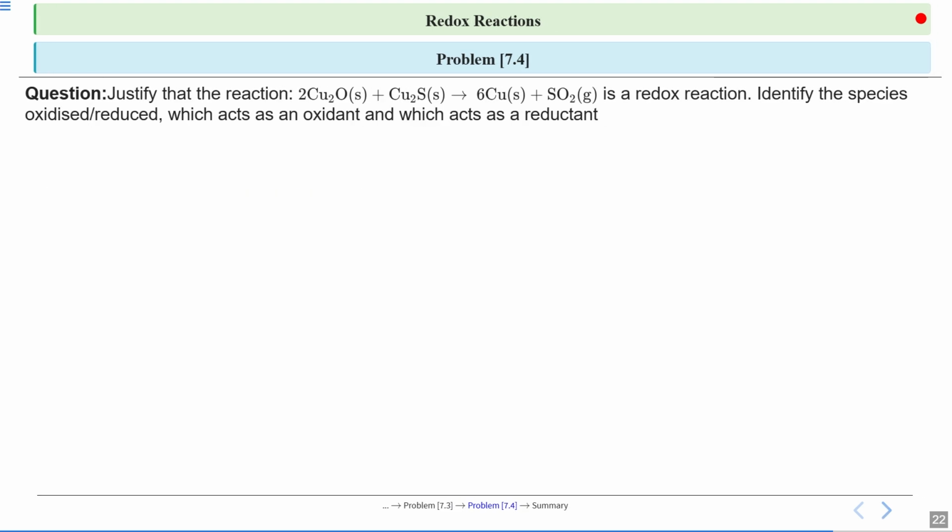The next is problem 7.4, where you are provided with the reaction 2Cu2O plus Cu2S gives 6Cu plus SO2, which is a redox reaction. You have to identify the species which are oxidized and reduced, and which one is acting as the oxidant, that means the oxidizing agent, and which one is acting as the reductant, that means the reducing agent. To solve this question, you are provided with some time, and after that time, I shall provide you the correct answer. And your time starts now.